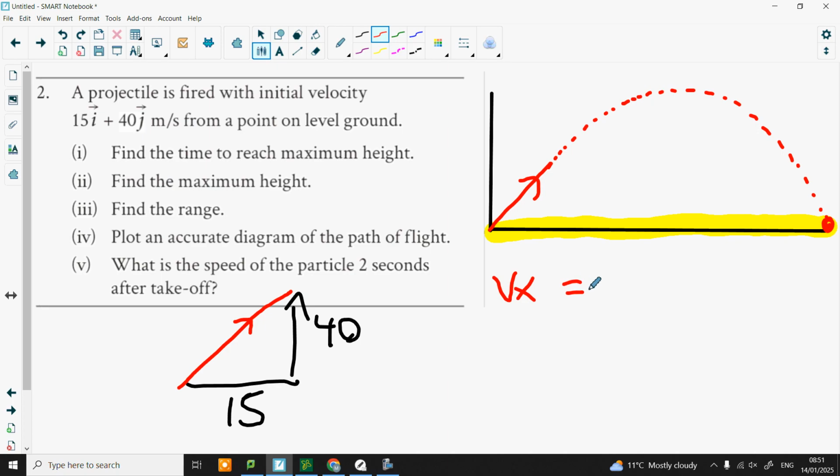We start off with Vx. Vx is quite simply your speed in the x direction. What do you think the answer is? Anybody have an idea? 15. Vy, 40. Now hold it there for a second. Does it stay at 40? Why?